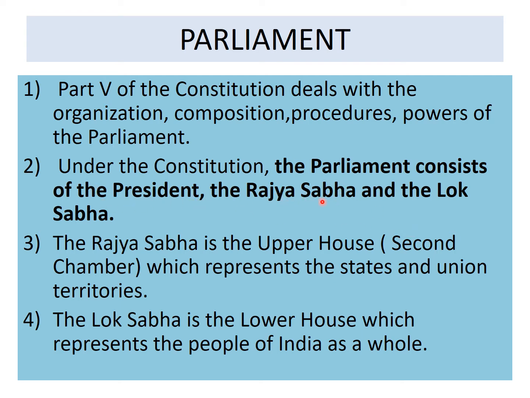Any bill that is passed and made into a law cannot be done without the assent, or without the sign, of the President. So a bill will become a law only after it receives the assent of the President. Now, Rajya Sabha is the upper house representing the states and the union territories, and Lok Sabha represents the people of India as a whole.